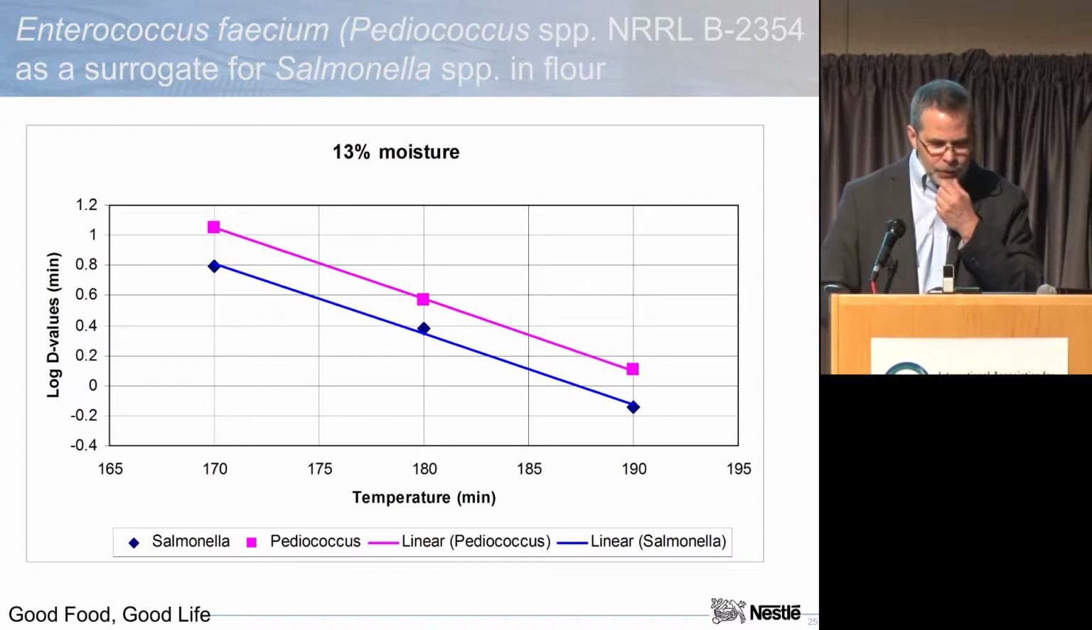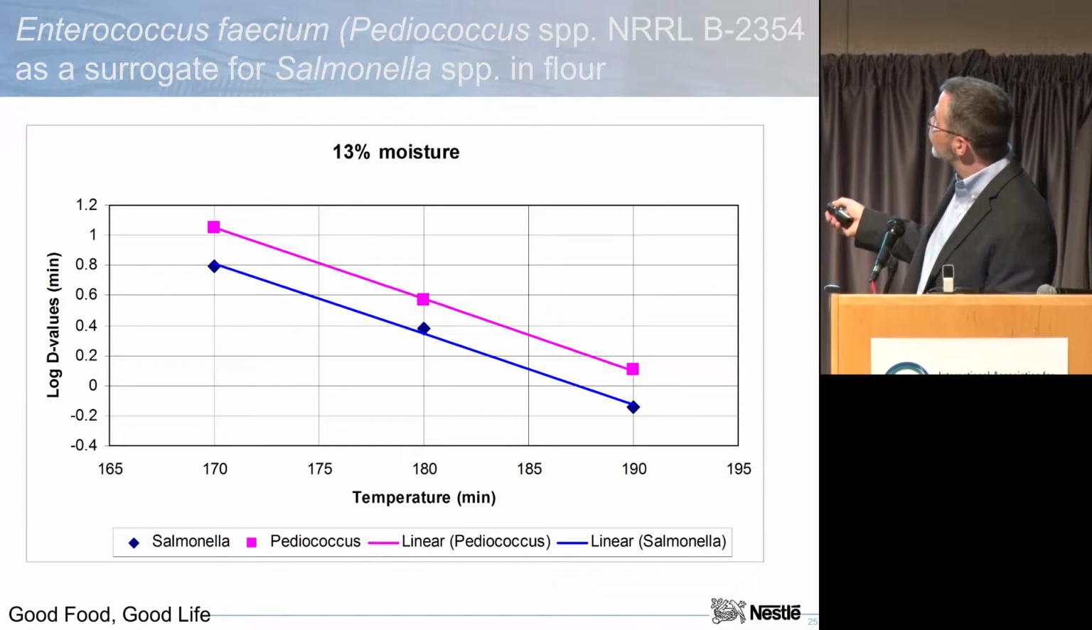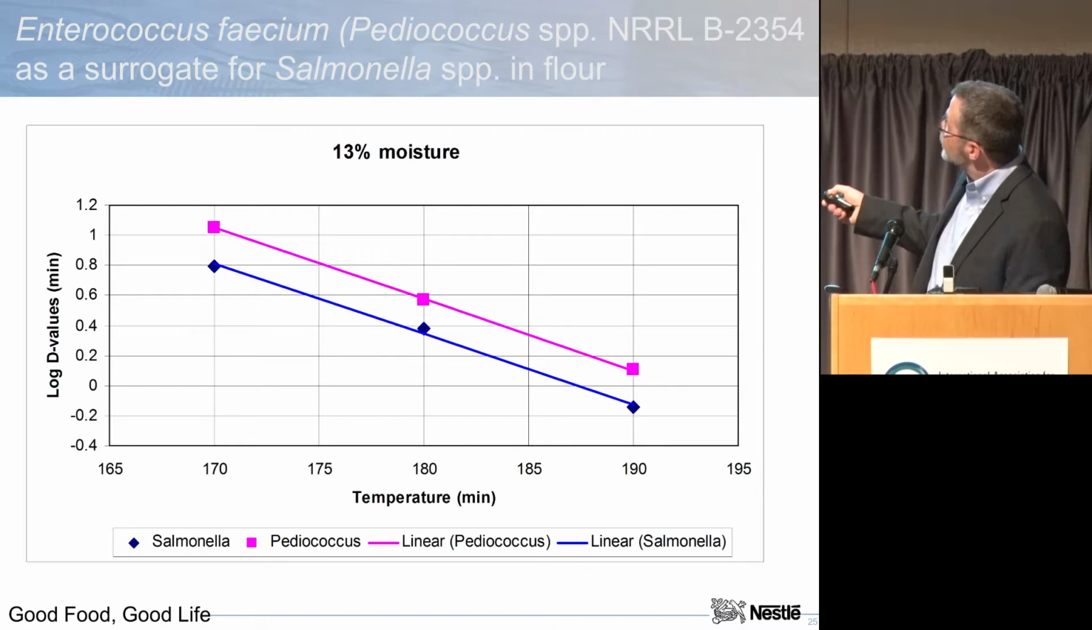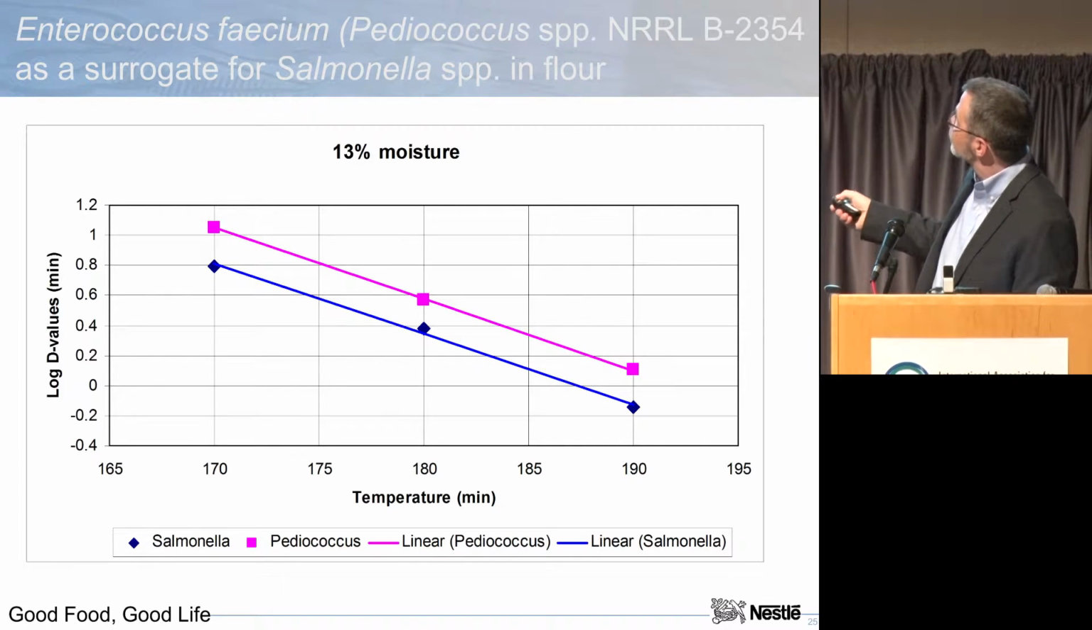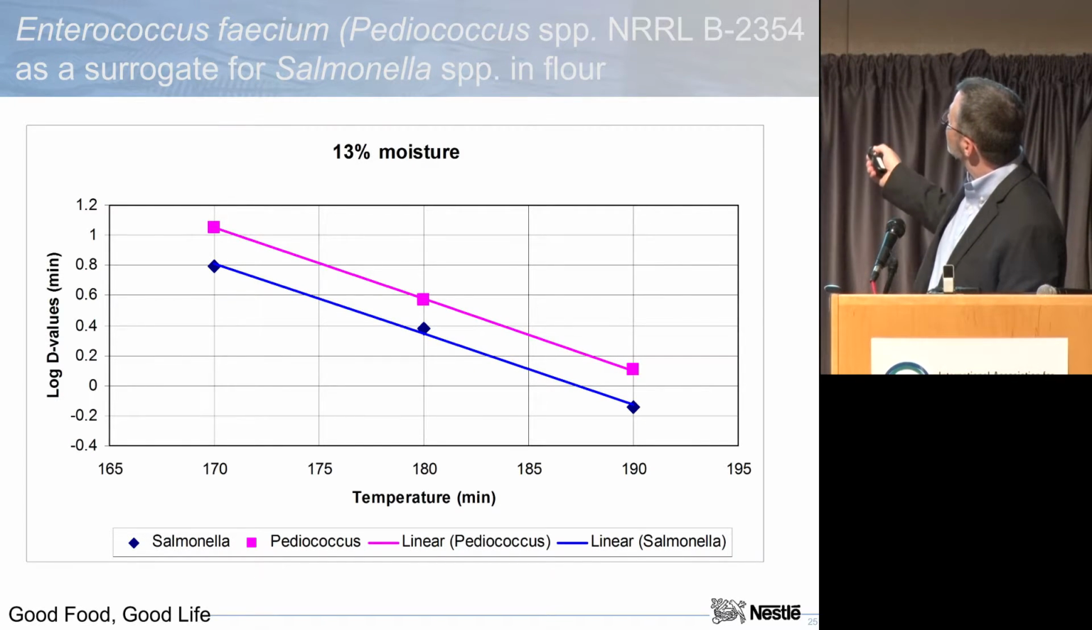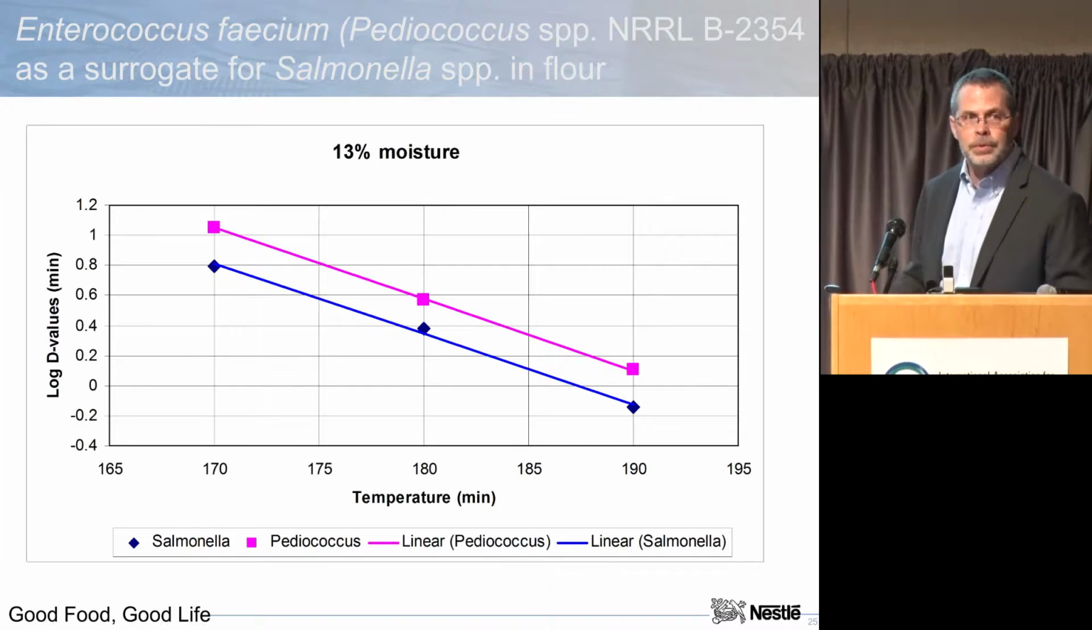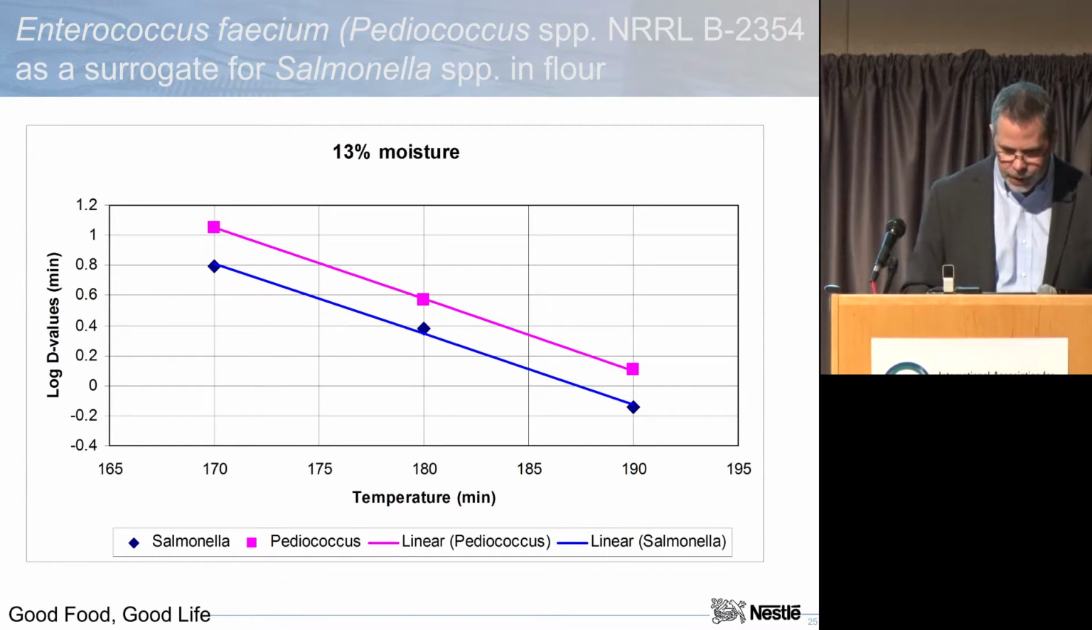Oh, this was the table I got out of place. This is the table showing the surrogate. This is 13% moisture, 7% moisture in flour, and you could see the surrogate had a much longer decimal reduction time under these conditions, so we were able to see that the surrogate was appropriate for our application.